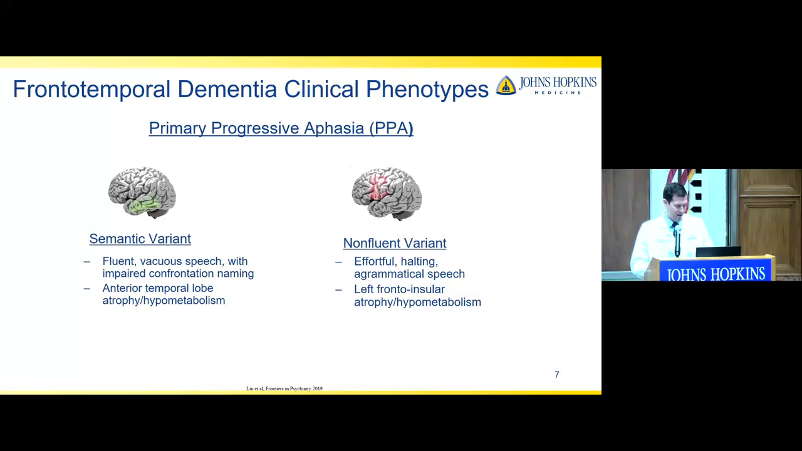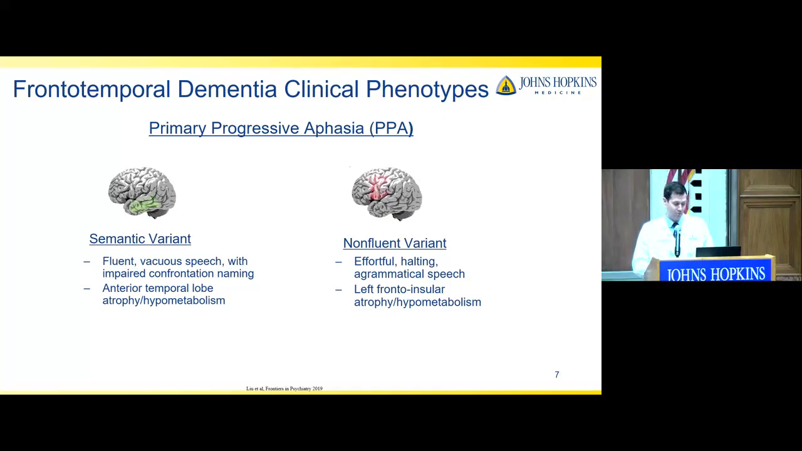The semantic variant, you can think of it a little bit like, in simplistic terms, a Wernicke's aphasia, where the speech remains fluent, but it's vacuous. There won't be a lot of meaning or content behind the speech. There's often impaired confrontation naming, so if you show someone a series of items, they won't be able to tell you what they are. And this presents as we would expect, given the neuroanatomic correlates with the anterior temporal lobe atrophy and hypometabolism.